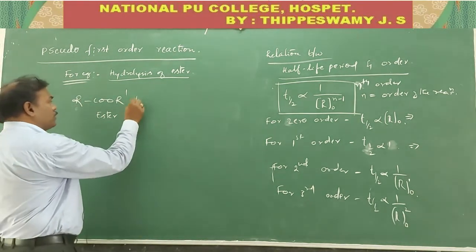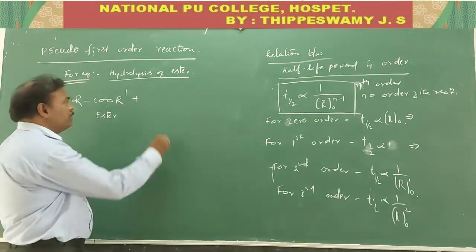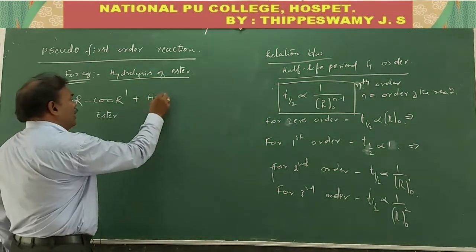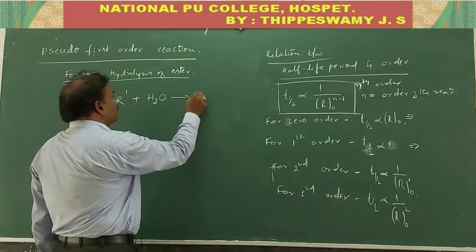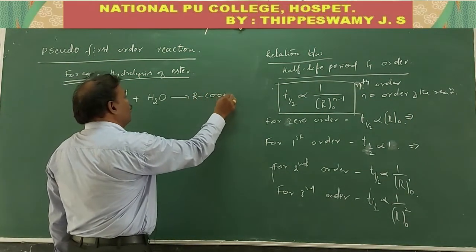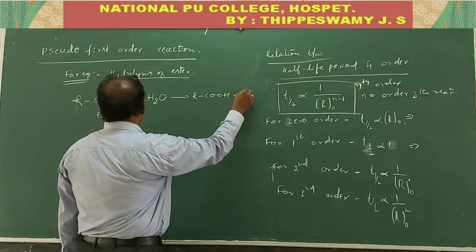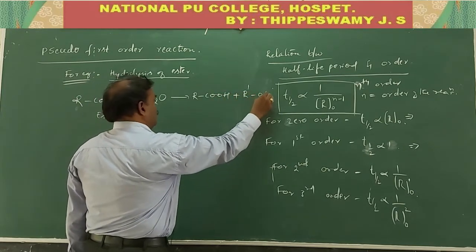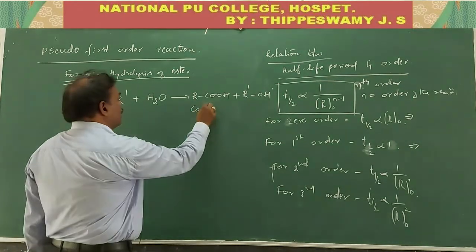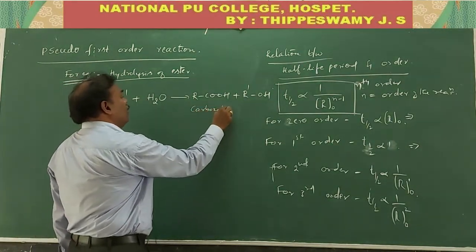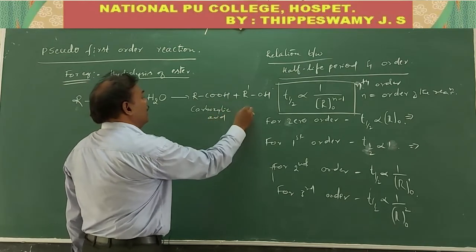Undergoing hydrolysis. Hydrolysis means reaction with water, reaction with excess water. Giving what product, you know? It gives R COOH and one more, that is R dash OH. Following this, now this is what is called a carboxylic acid, and the other is called what?